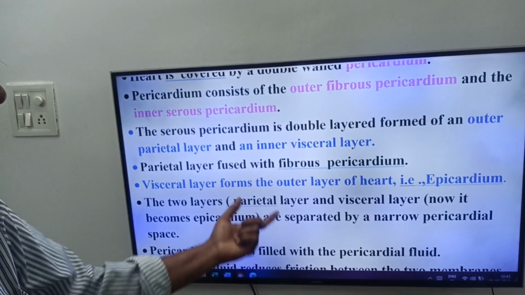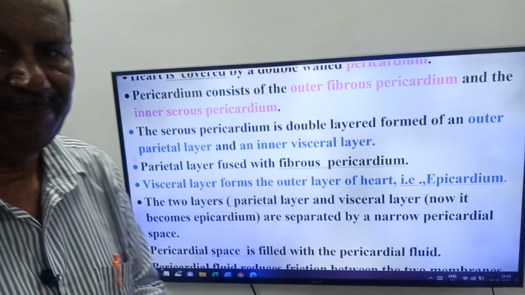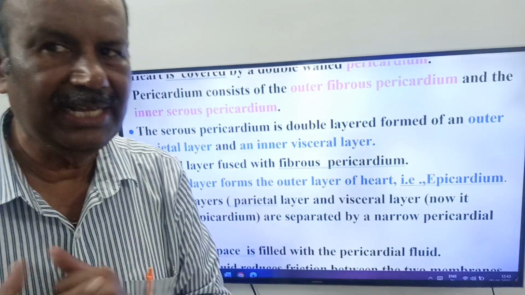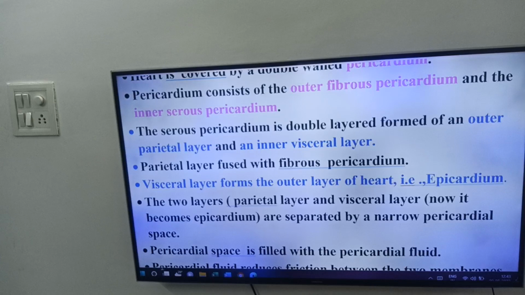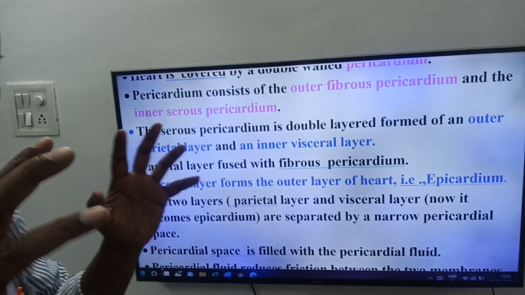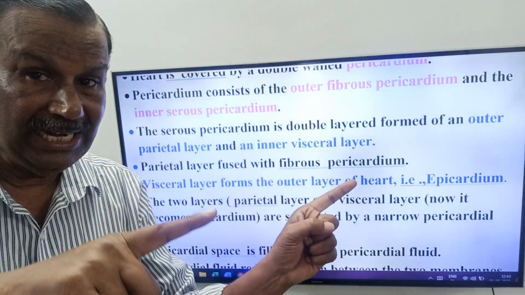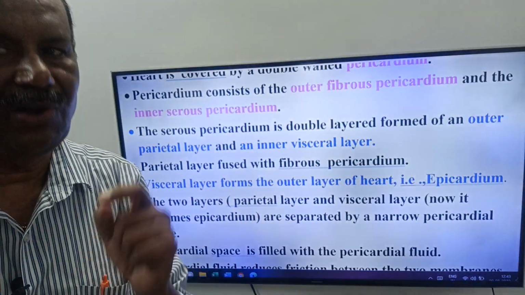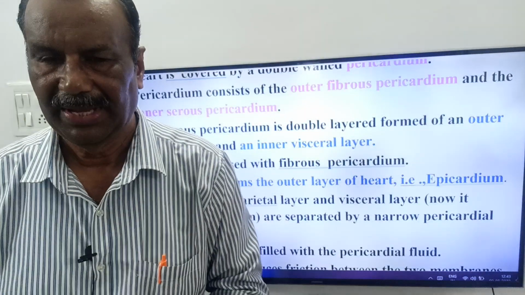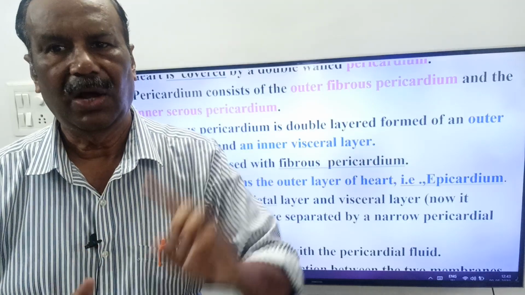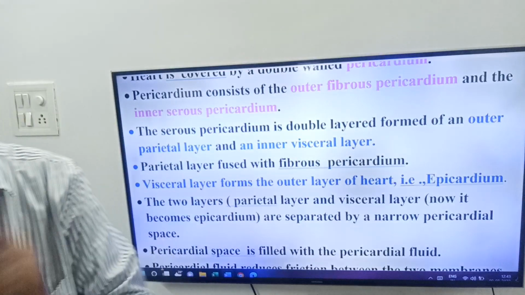Parietal layer and visceral layer are separated by a narrow pericardial space. The narrow space present between parietal layer and visceral layer is called as pericardial space. Friends, what is pericardial space? The space present between outer parietal layer and inner visceral layer is called as pericardial space.